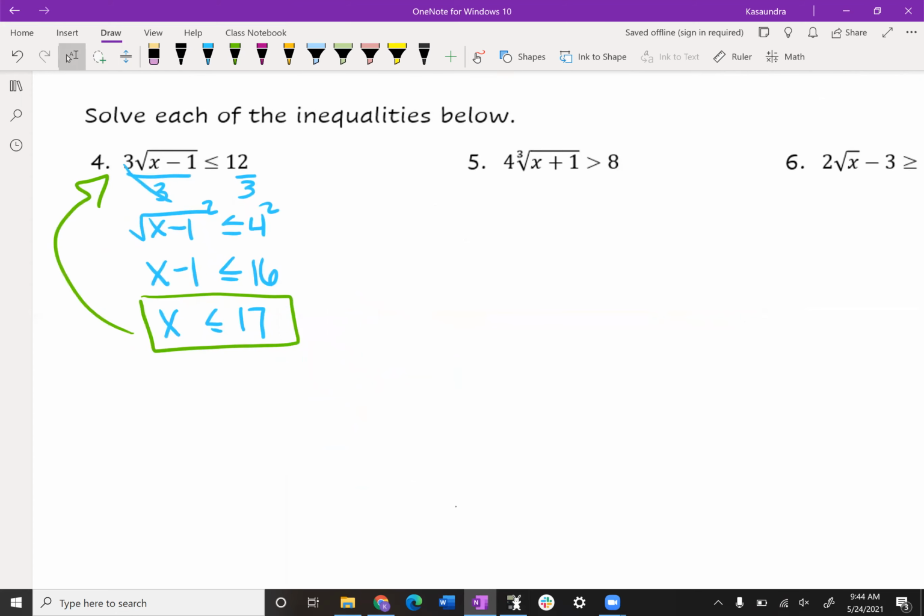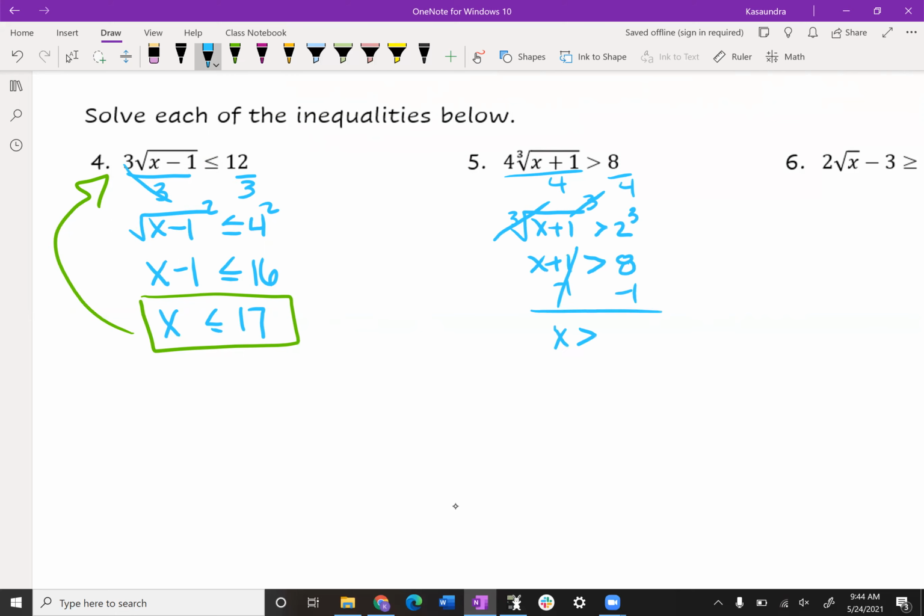All right, number 5. Again, I'm going to get rid of what's outside the root first, so I'm going to divide by 4 on both sides first. It is a positive 4, so I did not change which way the inequality is facing. All right, and then I will do the inverse of a cube root. The opposite of cube root is a cubed exponent, so I did a cubed exponent on both sides. 2 cubed is 8, and then I will subtract 1 on both sides. X is greater than 7.